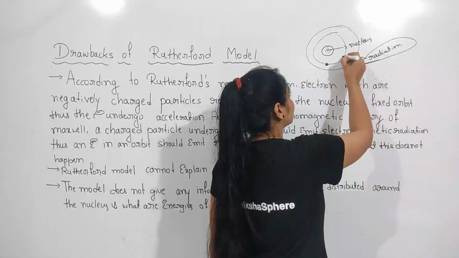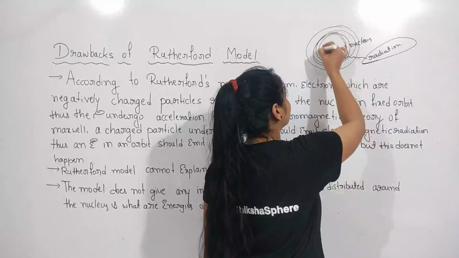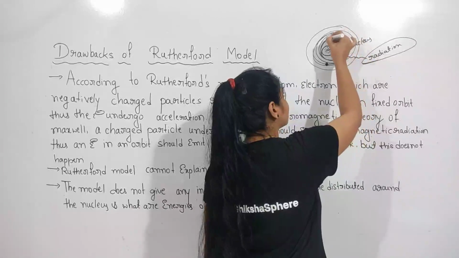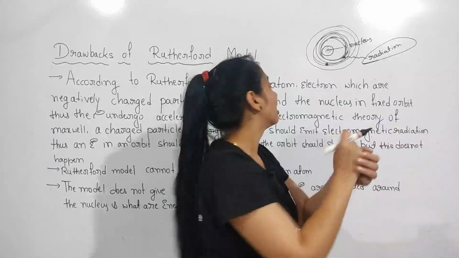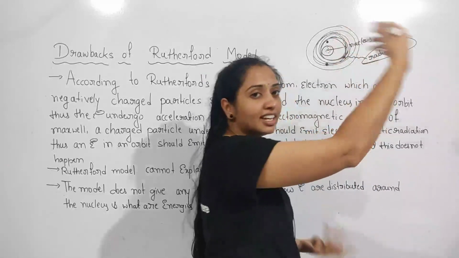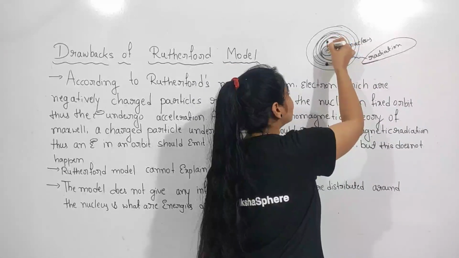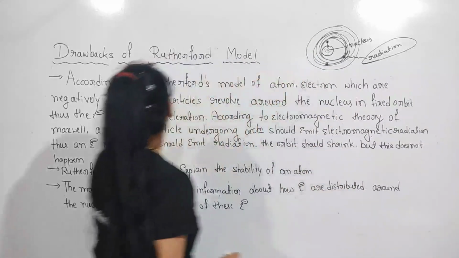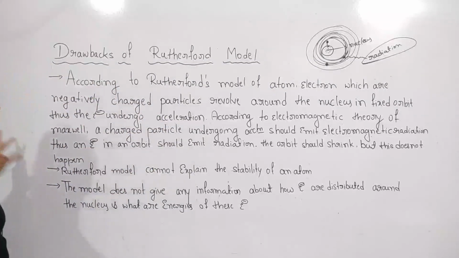If these electrons revolve at a certain speed and lose energy in the form of radiation, automatically what happens? The atom will shrink. In the end, when the electron loses all its energy, this electron falls into the nucleus. It doesn't happen. So this is the first drawback of the Rutherford model.